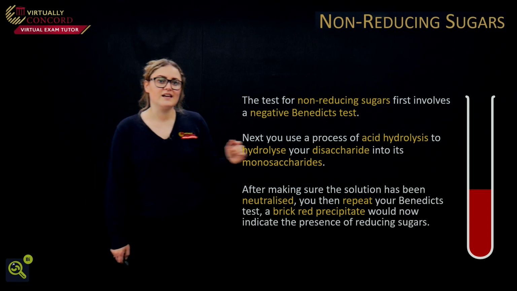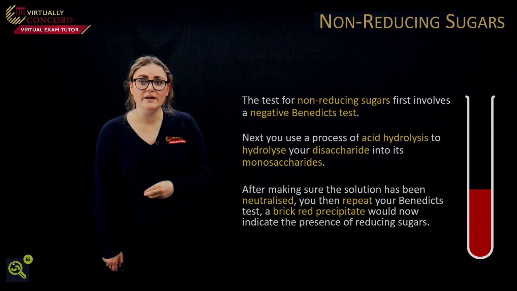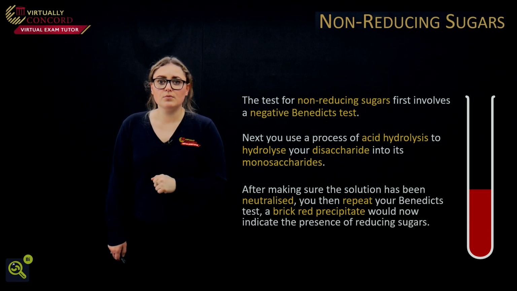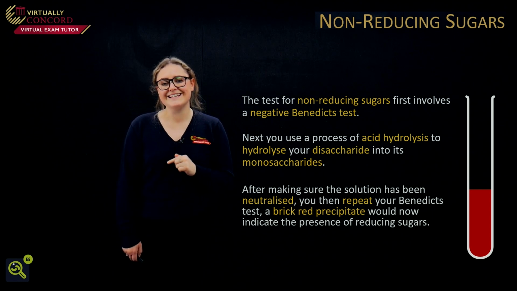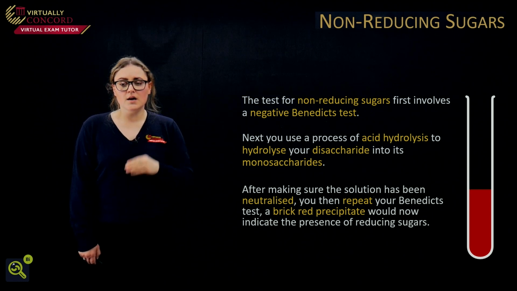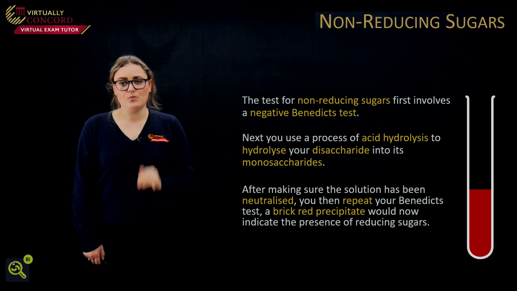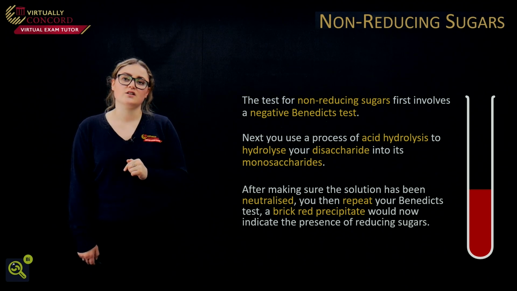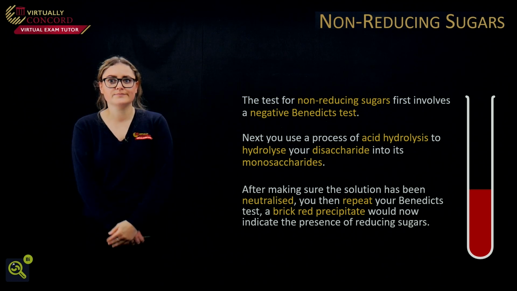If you then get this lovely red result, okay, so this brick red precipitate forming, it shows that your original sample was a non-reducing sugar, as it's now been broken back down into its constituent monosaccharides. So you still use your Benedict's test, you just use it in a slightly different way. You need to hydrolyse those disaccharides into monosaccharides in order to gain a positive result.